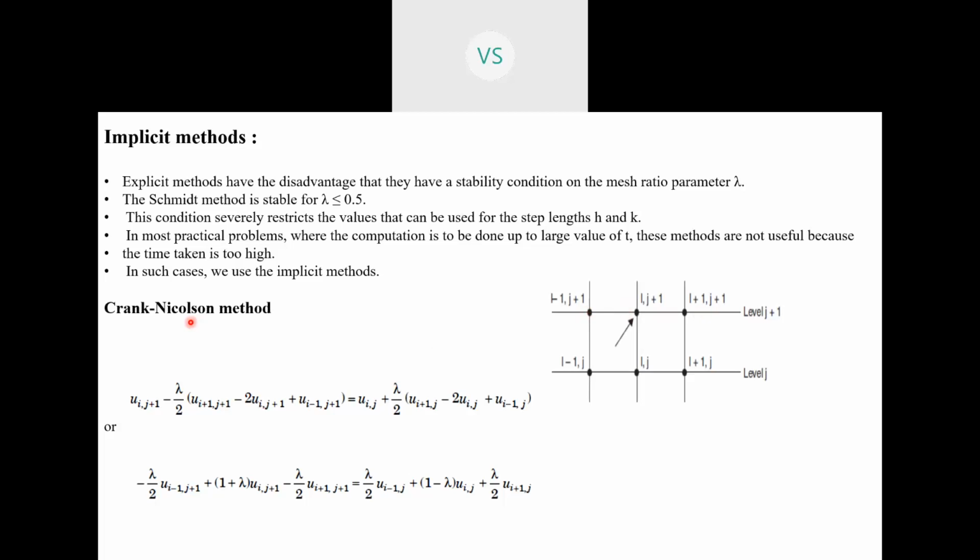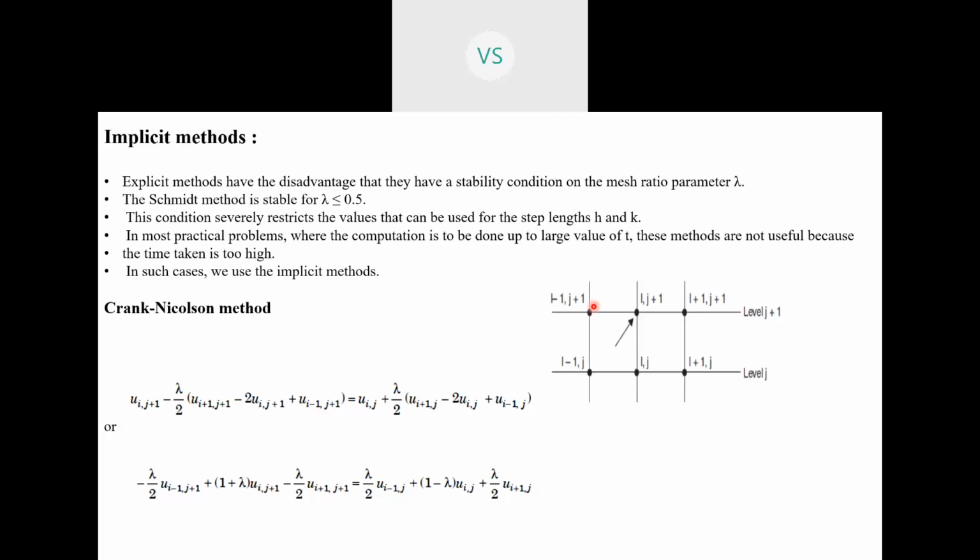So according to the Crank-Nicolson method, what is the formula? The formula is u(i, j+1) minus lambda by 2. You have to take lambda by 2 in a bracket: u(i+1, j+1) minus 2 into the middle term plus the left term.